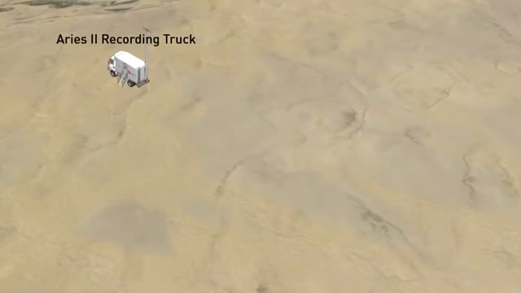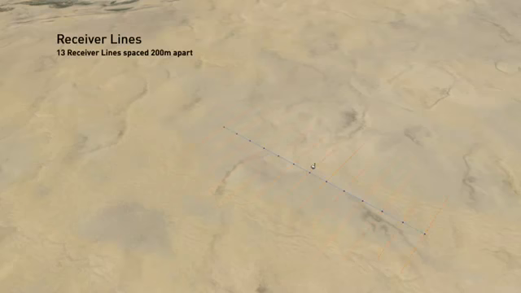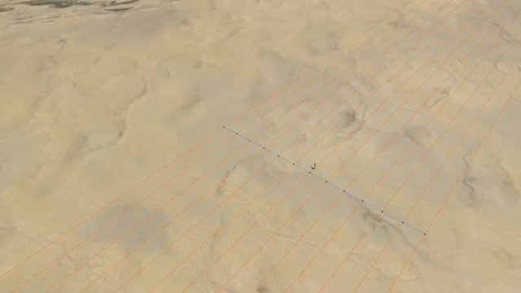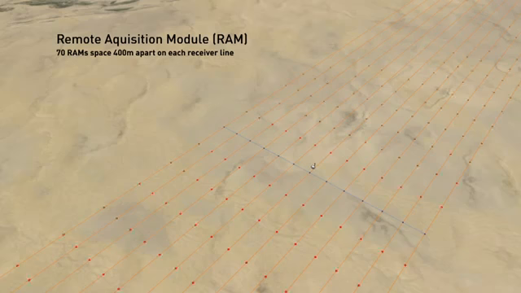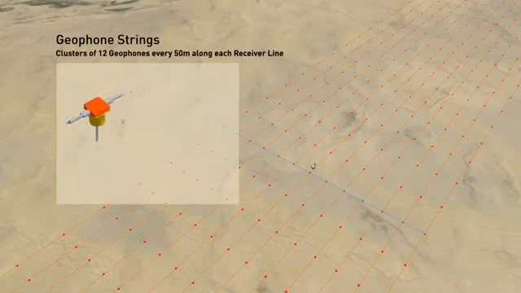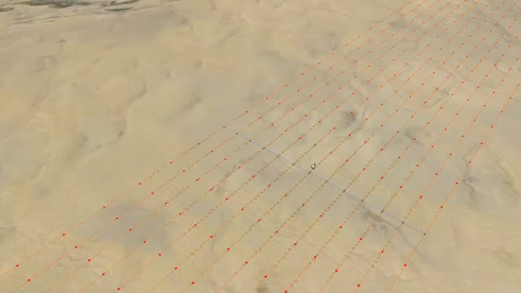For this example, we'll be assuming that an acquisition crew is working with an Inova Aries 2 seismic data acquisition system of 6,000 stations deployed on 13 receiver lines. Each receiver line has 70 8-channel RAMs to support 560 channels on each line. The system uses arrays of 12 SM-24XL geophones from ION Sensor Division.